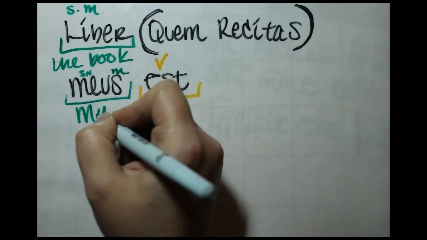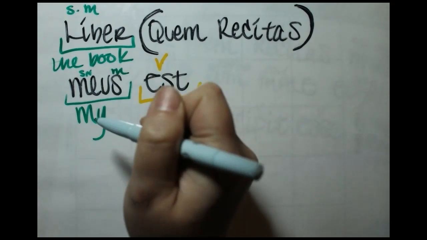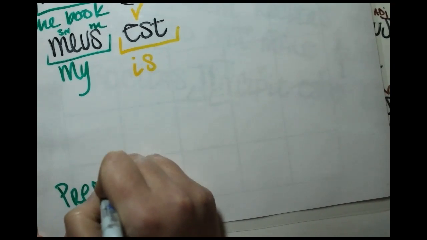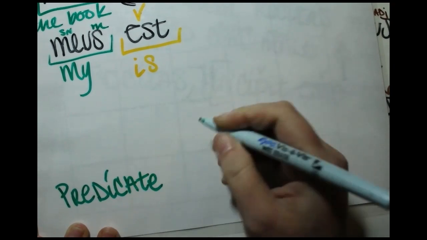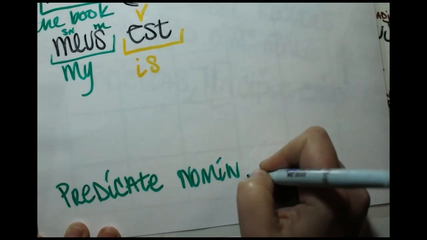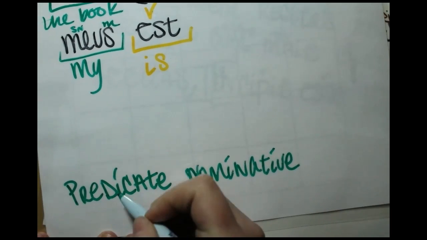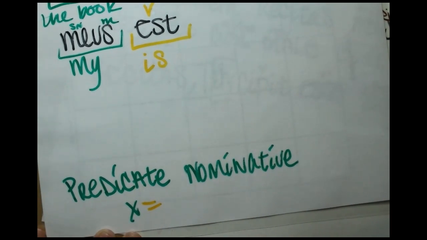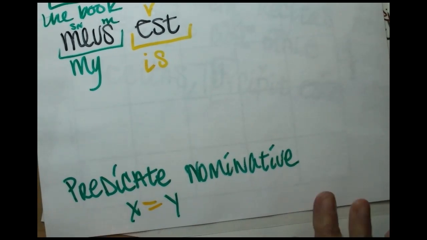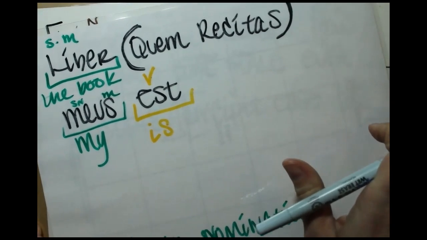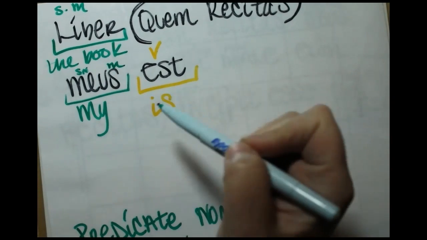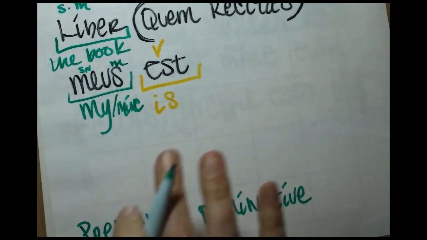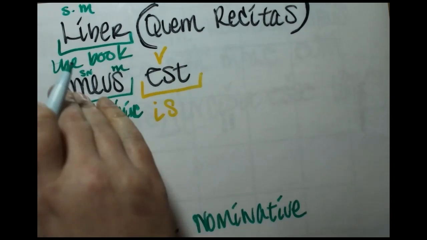So what do we have here with the two things in the nominative and a form of sum esse? We have a predicate nominative. Saying X thing in the nominative is, not like, but is this other thing in the nominative. So the book is my, or mine. Okay, so the book is mine is the independent part of this clause.